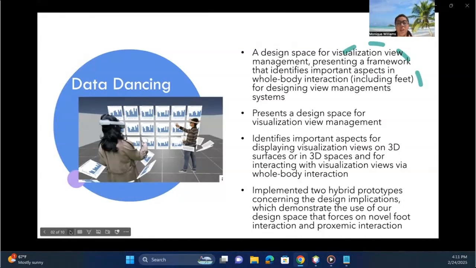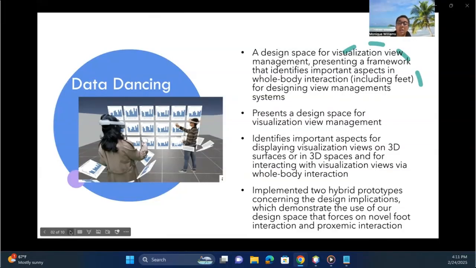So it presents a framework that identifies important aspects in whole body interactions, displaying 3D surfaces or in 3D spaces, and for the whole body to interact with those spaces or surfaces. The goal is for them to take this experiment and be able to combine it with existing literature in order to set a design dimension, a framework.